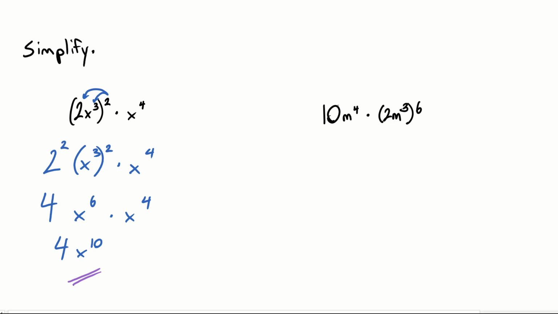Let's see, we've got a 10 here. Nothing can really be done with that. We've got m to the 4th. Nothing really can be done with that. But look at this over here. We've got 2m cubed, and that whole thing is raised to the 6th power.